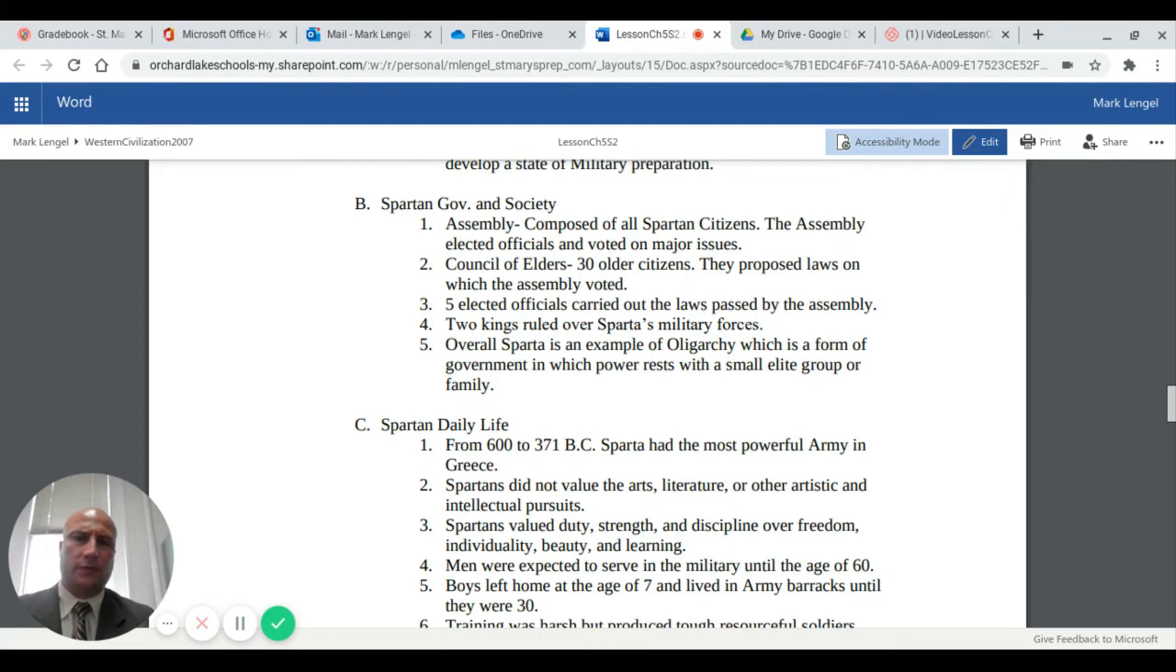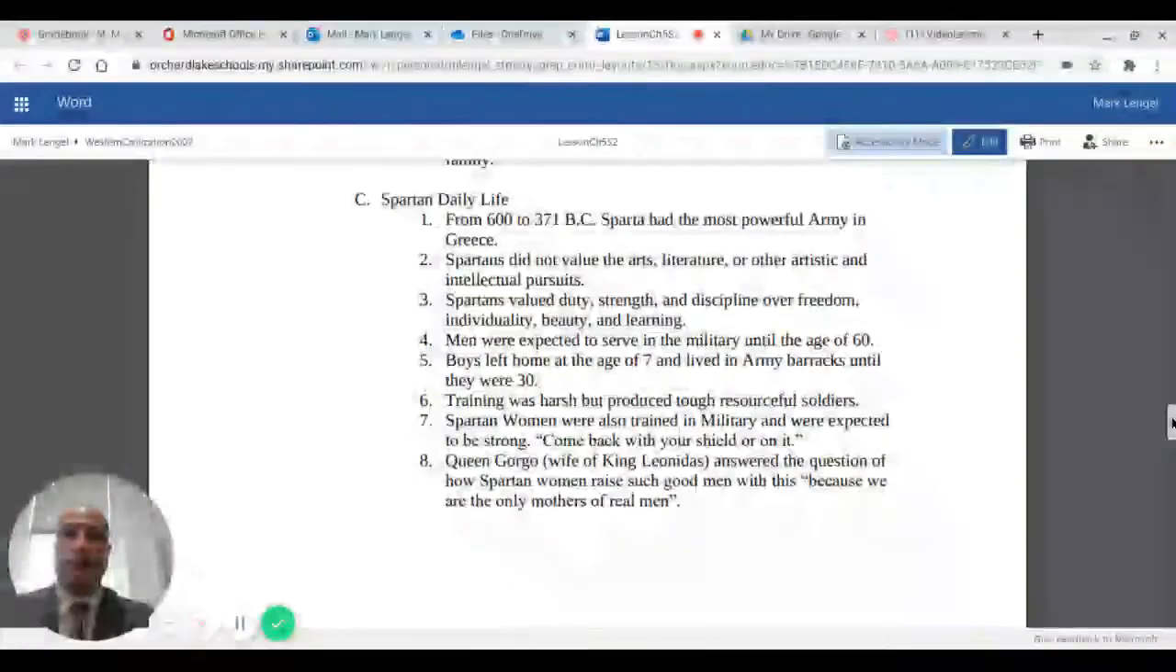over Sparta's military forces. One king would take the army away on conquests. One would be in charge of the army back at home. When there was no war going on, they were both in charge of defense. Overall, Sparta is an example of an oligarchy, which is a form of government in which power rests with a small elite group of individual rulers.